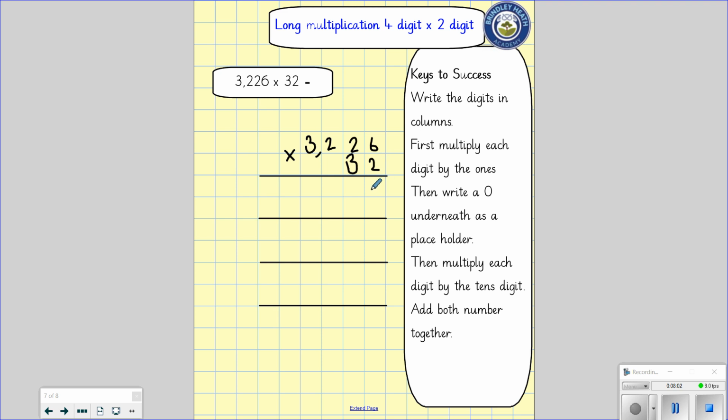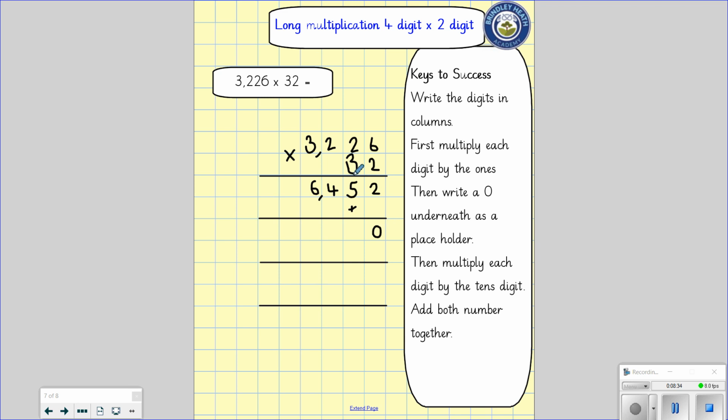2 times 6 is 12. 2 times 2 is 4, plus that extra 1 gives me 5. 2 times 2 is 4, 2 times 3 is 6. So the answer to the first part of the calculation is 6,452.